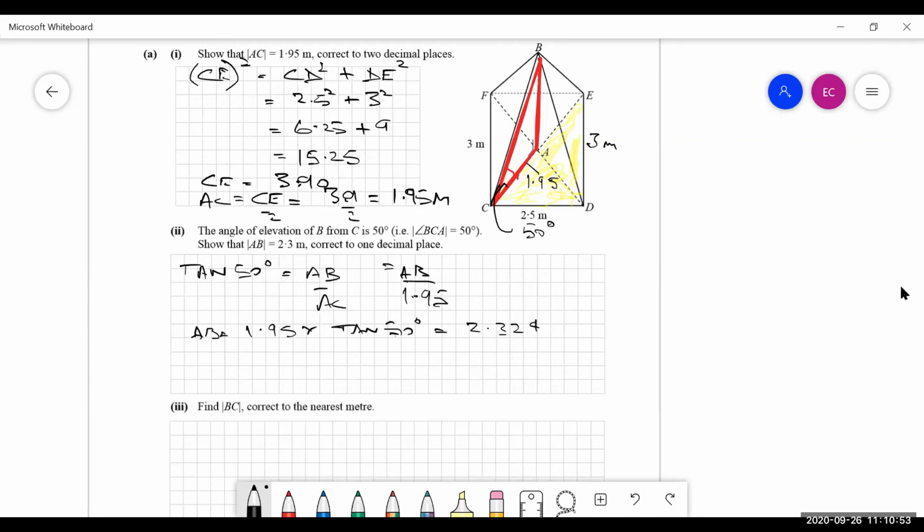But again, we're asked to give the answer correct to one decimal place. So AB equals 2.3 meters. So that's the second part of the question done there, using the tan.